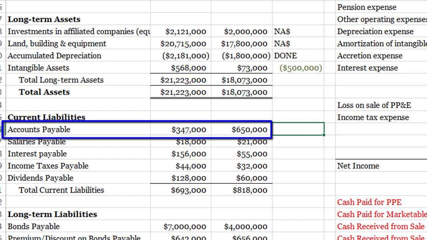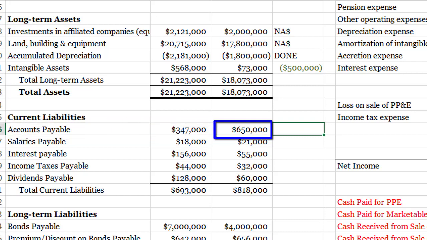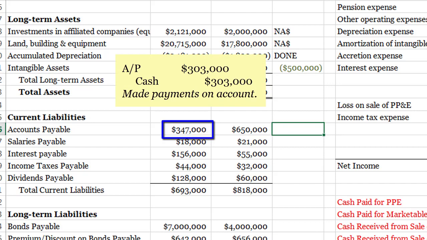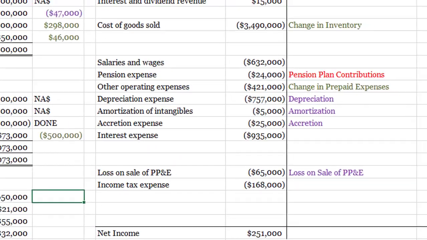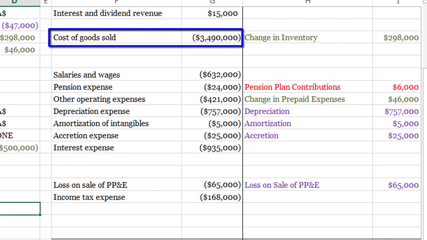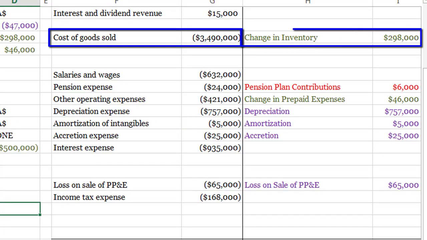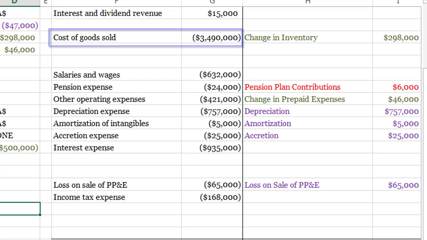And in this case, we went from $600,000 and now we're down to $347,000. So what did we probably do? Well, we probably sent a check to all of our suppliers and paid off a lot of what we owed them. So even though cost of goods sold was only $3.5 million, and a lot of that was inventory that we'd purchased in previous periods, we also paid a bunch of cash based on what we purchased on account back in year 5. And that's going to up the cash paid for inventory.